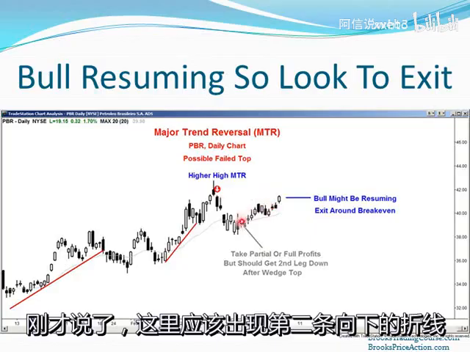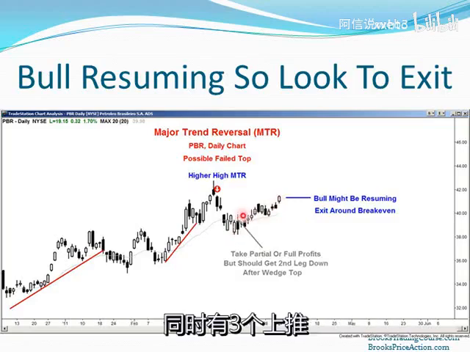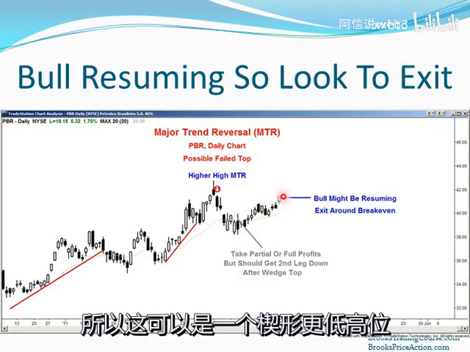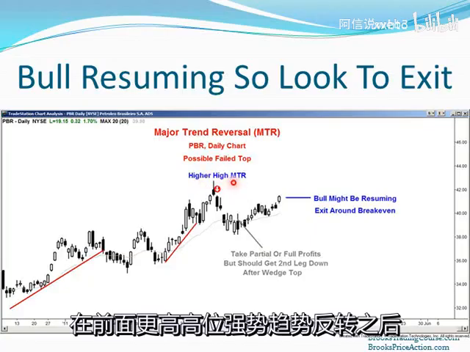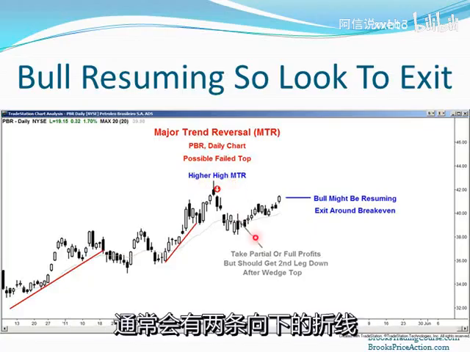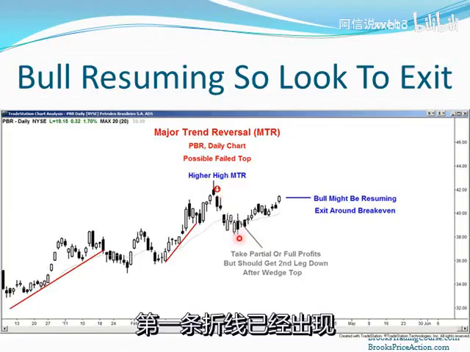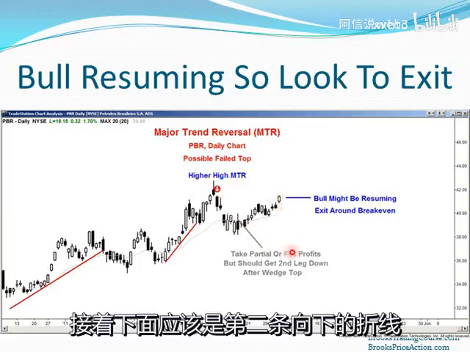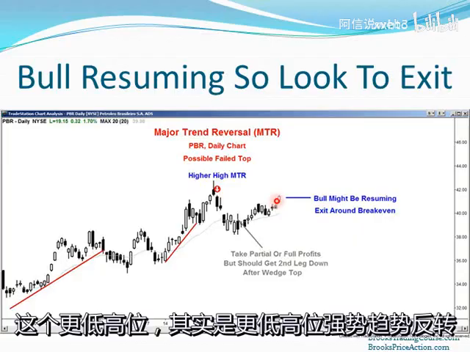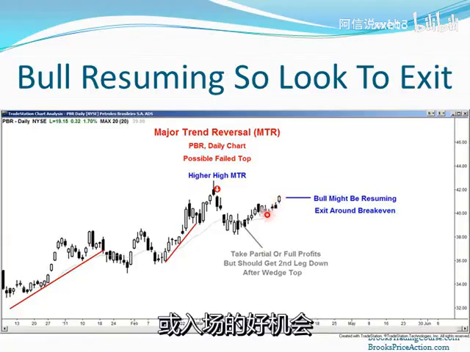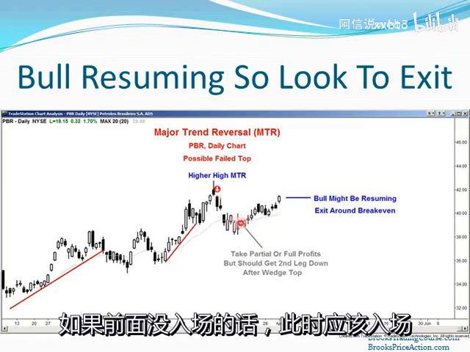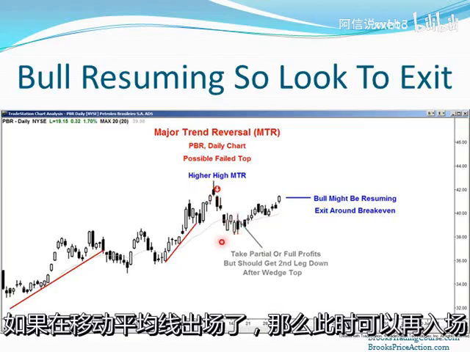Again, we should get a second leg down, and we're channeling up. We're in a channel, and we've had 3 pushes, 1, 2, 3. So this might be a wedge lower high for a lower high major trend reversal. After higher high major trend reversals, you usually get at least 2 legs down, and you get a first leg and then a pullback to a lower high and then a second leg down, and that lower high is a lower high major trend reversal, and it's often a good location to add to a position or put on a position had you not taken the original position, or if you exited down around the moving average.